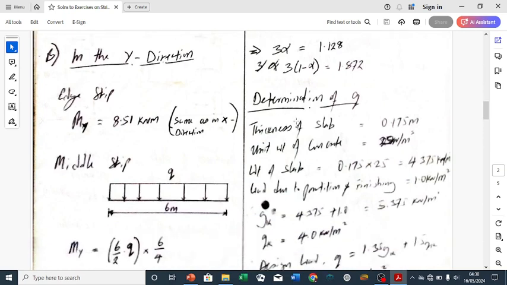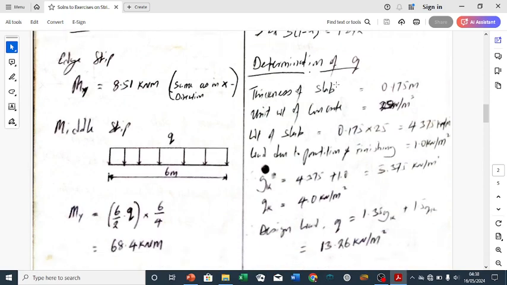The next thing is to calculate the value of Q. We were given enough information to calculate the Q, which is the design load on this slab. We were told that the thickness of slab is 175 mm, which is 0.175 meter. The unit weight of concrete is 25 kilonewton per meter cube. So the weight of slab is the thickness of slab multiplied by the unit weight of concrete. That gives us 4.375 kilonewton per meter square.